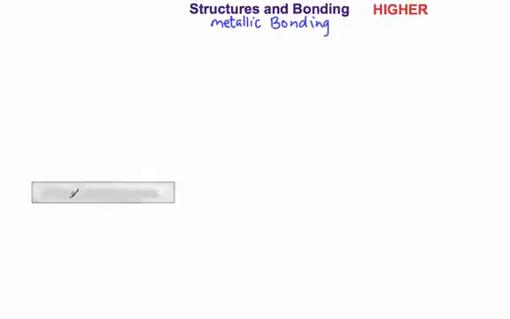But for now we're going to look at metallic bonding, and this is aimed at the higher tier. To start us off, let's have a look at this, what's supposed to be a metal rod. This is just a piece of metal, and we're going to look at how the atoms in this piece of metal are bonded together to make it into the structure that it is.